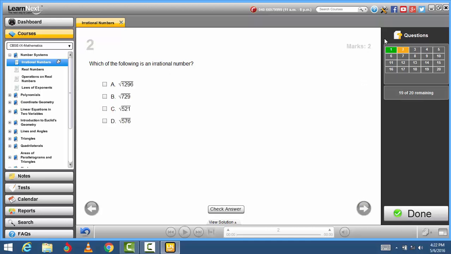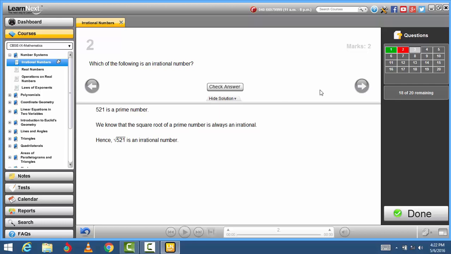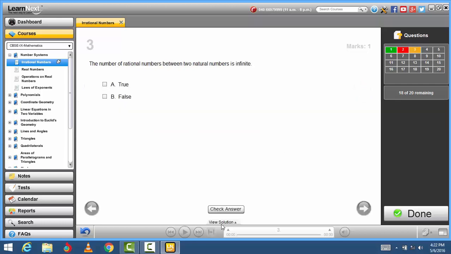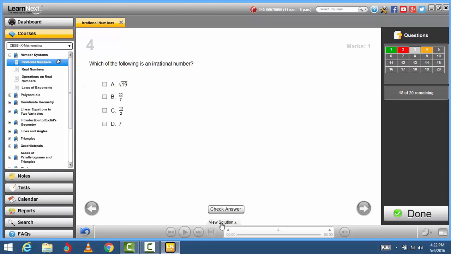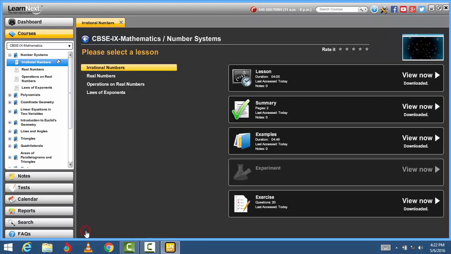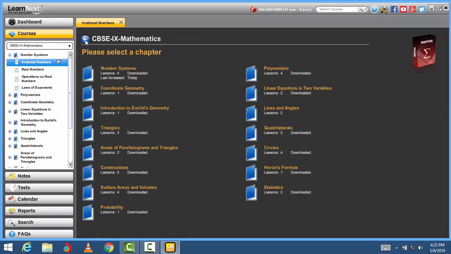If the answer is right, the question number will turn green. If the answer is wrong, it will turn red. Suppose you made a mistake or don't know the answer to any question, you may click here, view solution. The solution will be there. In this exercise, the solution of each and every question is with the question itself. With completion of this, your lesson is over. Then you may go for the next lesson, next lesson, next lesson.